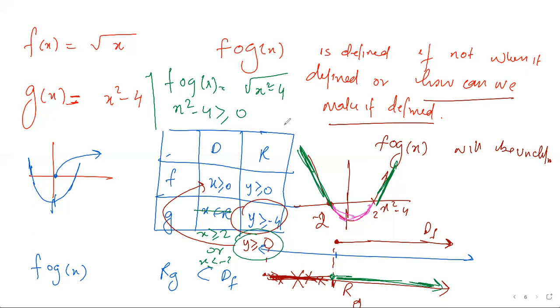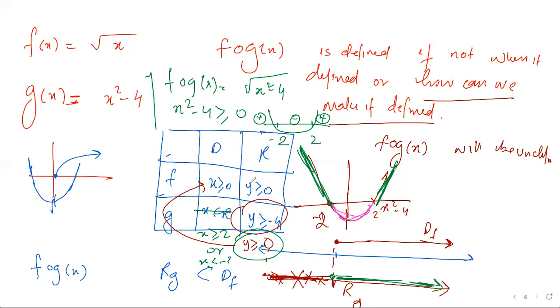Now if you solve this, it's a simple inequality. On the number line, you could put -2, +2. Here it will be positive, here it will be negative, here it will be positive, because of the happy face graph. So whichever way you are looking at it, make sure that you understand that the composite is defined only if the range of the inside is a subset of the domain of the outside.